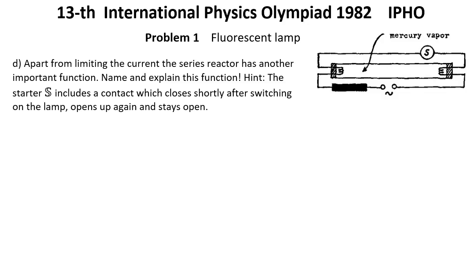the contact does not open exactly the same moment when the current goes through zero. This voltage is sufficient to ignite the lamp. The main voltage itself, however, is smaller than the ignition voltage of the fluorescent tube. That was solution for question D.